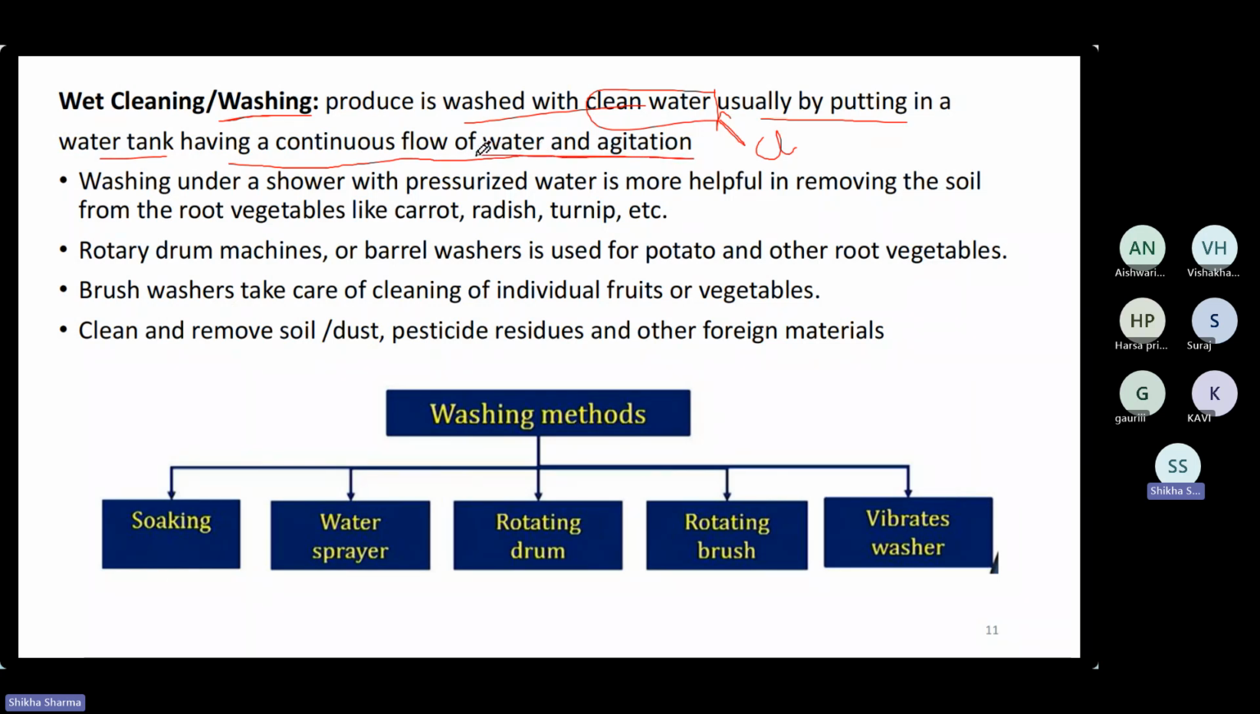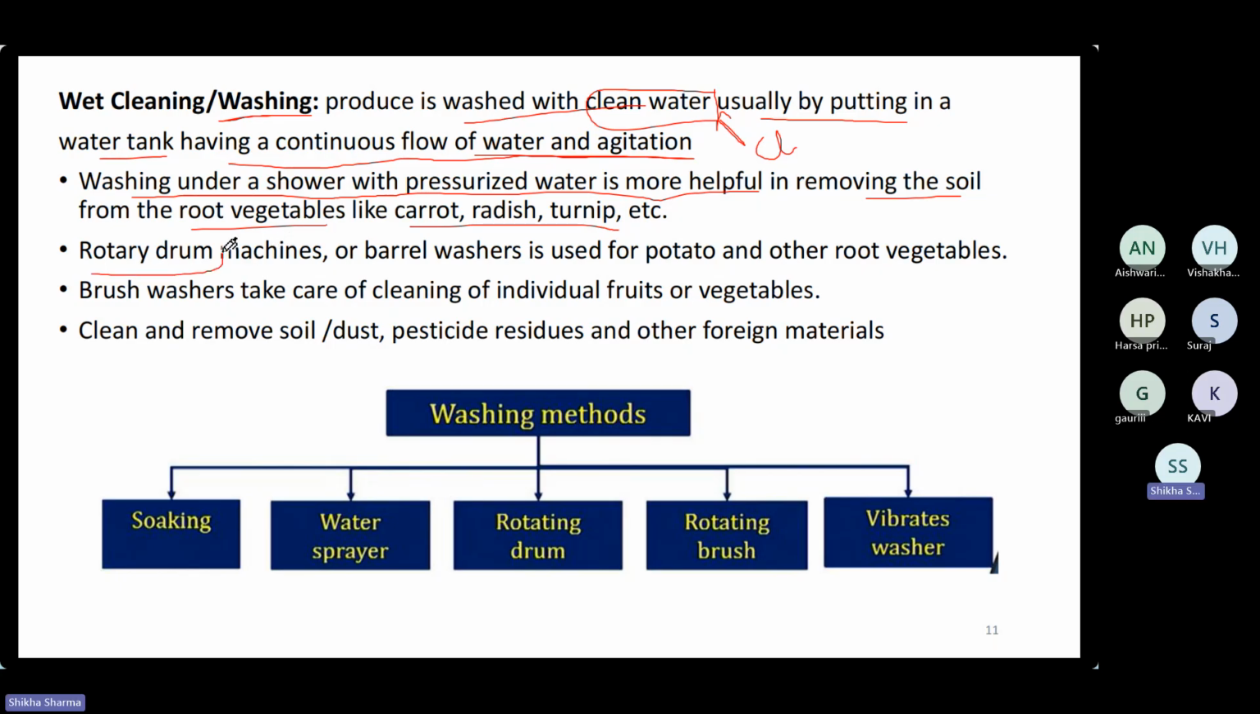So we discussed that in the case of wet cleaning, we are doing water plus agitation, right? Washing under a shower with pressurized water is more helpful when we need to remove soil from root vegetables like carrots, radish, and turnips. In root vegetables, we need to remove soil that sticks very much to the surface, so we need to use pressurized water or some shower kind of system.